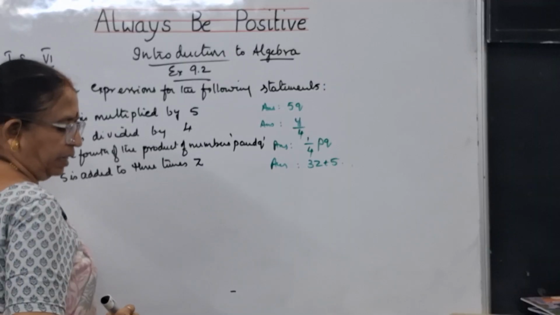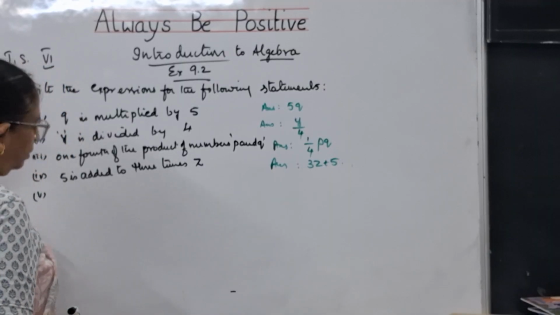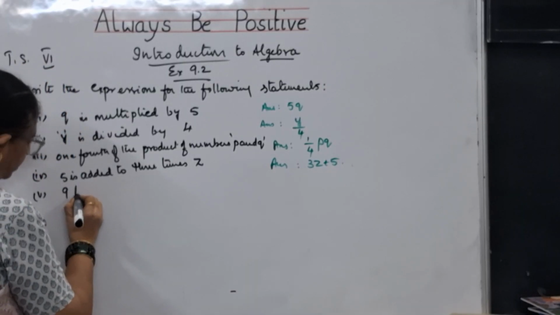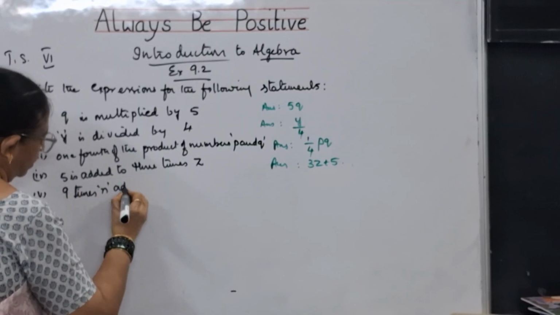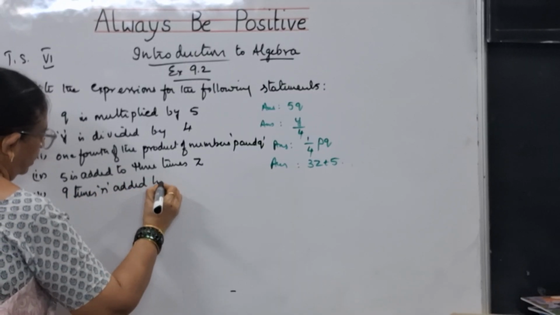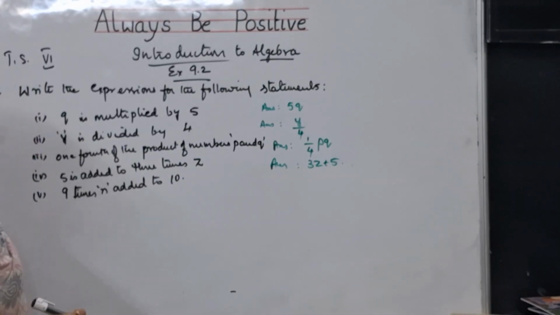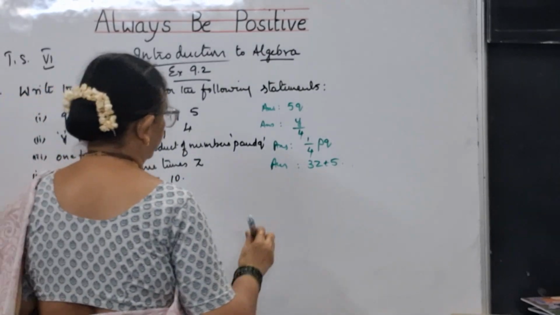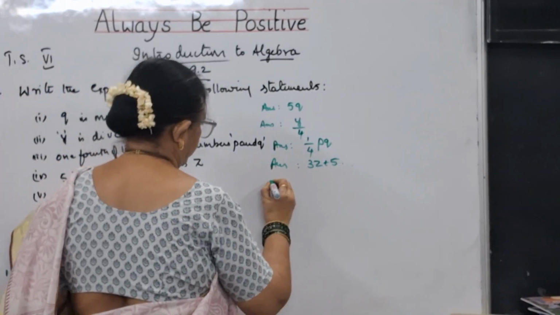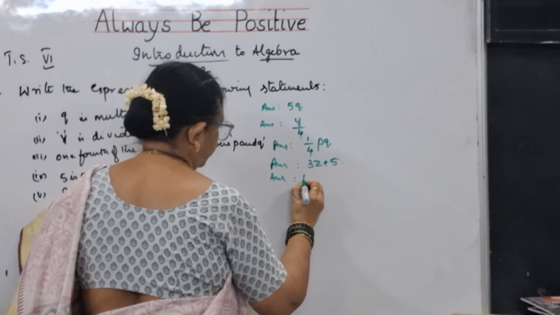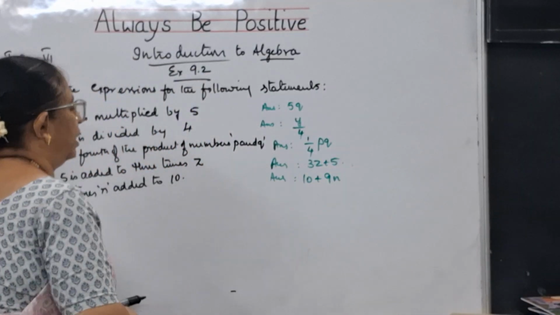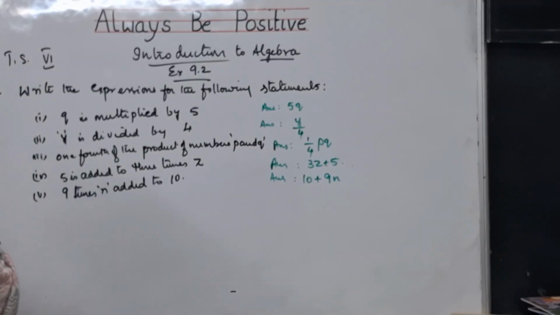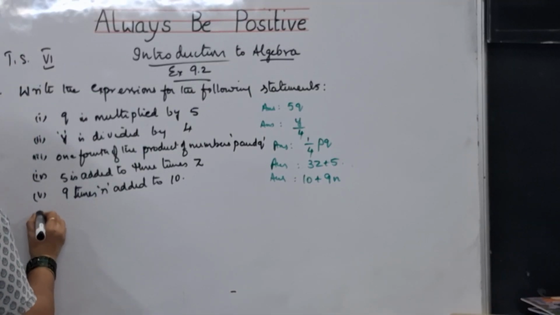Fifth bit, 9 times N added to 10. So the answer here is 10 plus 9N. 9 times N, 9N, is added to 10. 10 plus 9N.